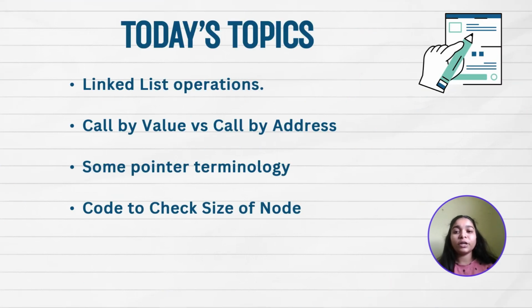So today we are going to cover these four topics. First is the basic linked list operations like insertion, deletion, and traversal. Then we are going to see what is call by value versus call by address, and then some basic terminologies of the pointers. And then at the end we'll write a small code to check the size of the node. So let's start with the linked list operations.